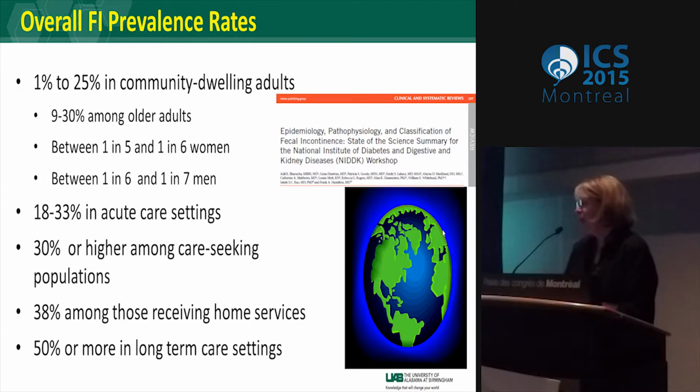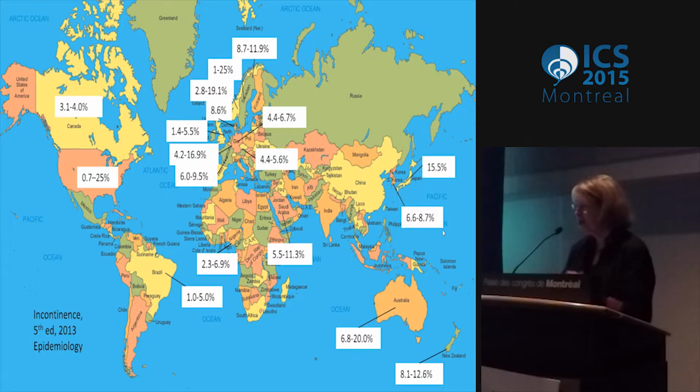This is a map that Dr. Markland put together showing all the different prevalences of the different countries. And you can see there's a lot of variety. There's some wide confidence intervals there. But basically, there's a lot of agreement in how common fecal incontinence is in different parts of the world.